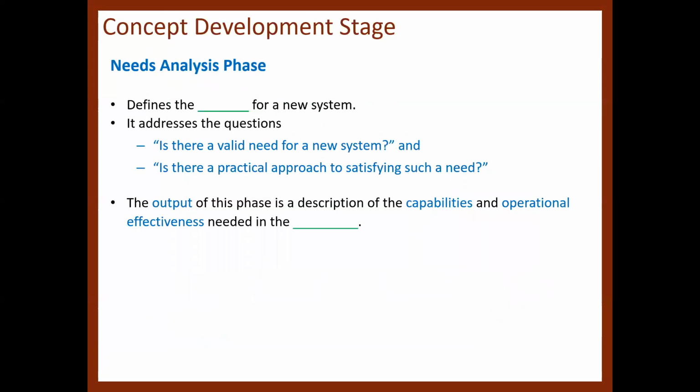So in the needs analysis phase, we define the needs for a new system. It addresses the questions: is there a valid need for this new system? And is there a practical approach to satisfying such a need? The output of this phase is a description of the capabilities and operational effectiveness needed in the new system.